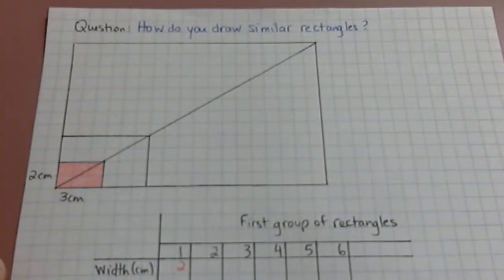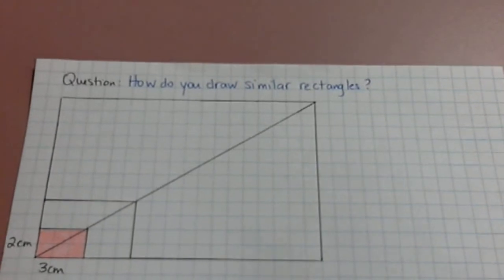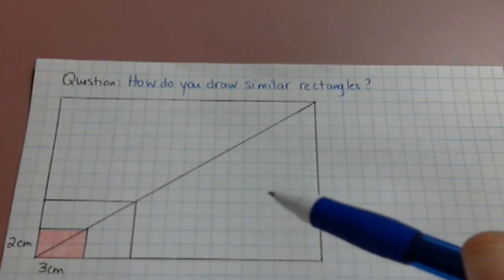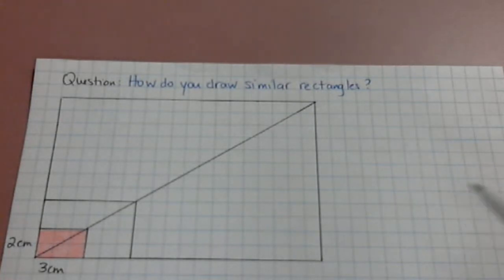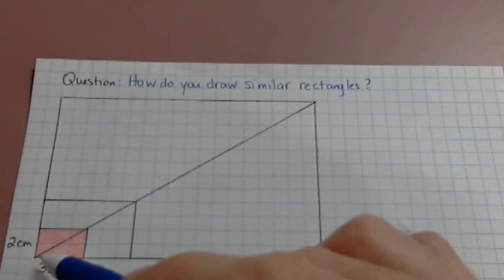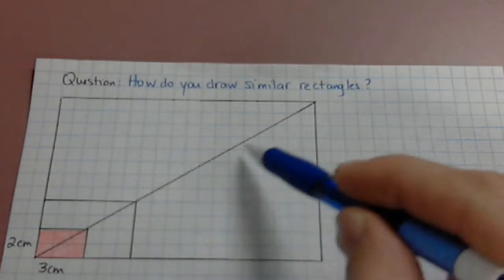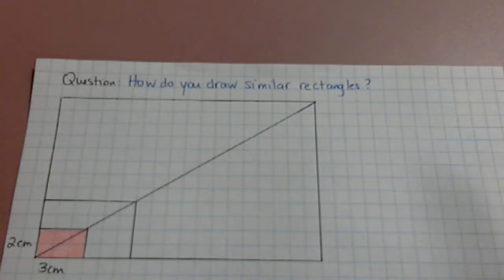So, here is our main question. How do you draw similar rectangles? Now, if you notice, we have a rectangle here that is 2 centimeters, which is the width, and 3 centimeters, which is the length. I decided to color it in red. Then I started a line in the bottom left corner of the rectangle and extended it through the top right corner, and I just kept going on and on until I got a rectangle that was 12 by 18.